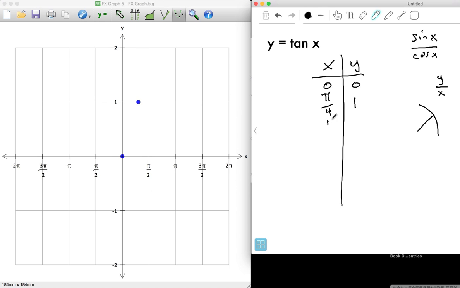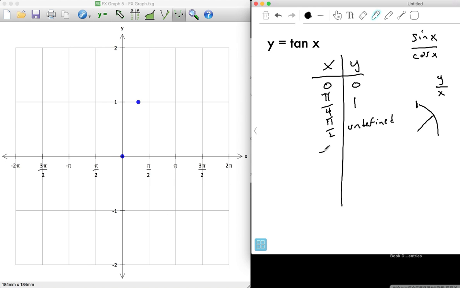Right, the problem is when we get to pi by 2, y divided by x at pi by 2, if you think of the very top of your unit circle, your y is 1, but your x is 0. You get 1 divided by 0, which is actually undefined. So what we're going to get at pi by 2 is a vertical asymptote.